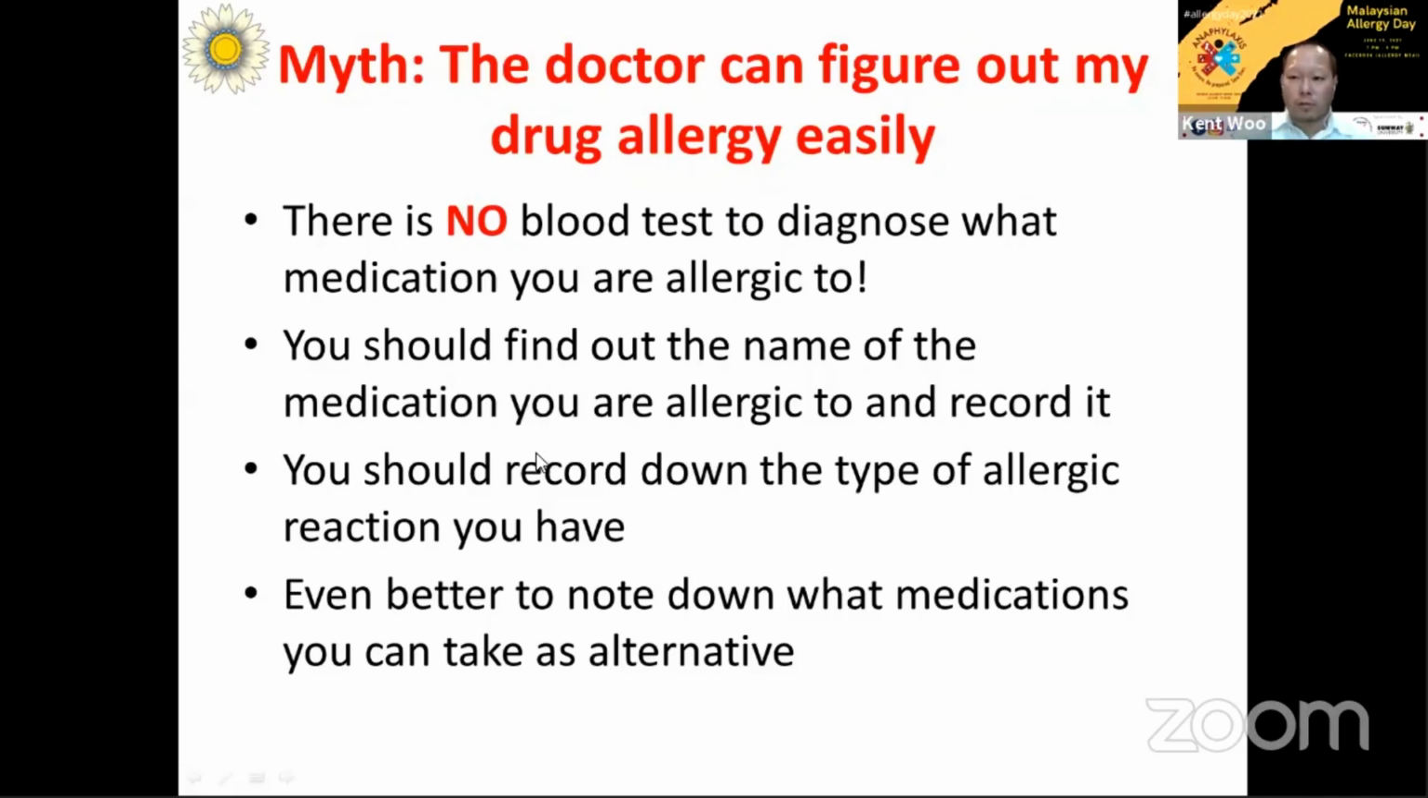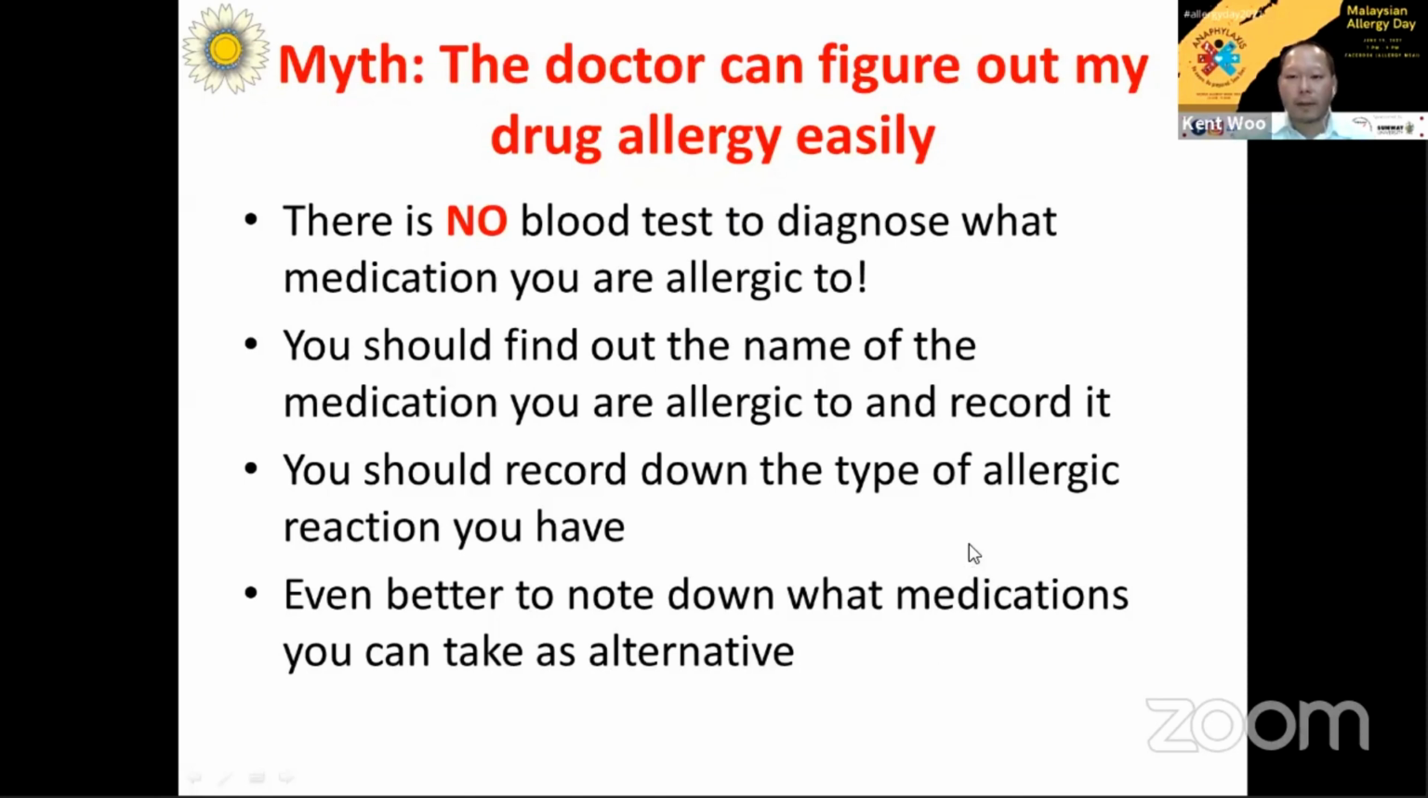What you should do, however, if you're allergic to medications, is find out the name of the medication and record it down. You can't trust your own memory. Over years, you can forget. You should also write down the type of allergic reaction you had. Even better, you should write down what medications you can take as an alternative. You say, look, I'm allergic to this antibiotic, but I can take this other antibiotic, no problems. So this is very important.